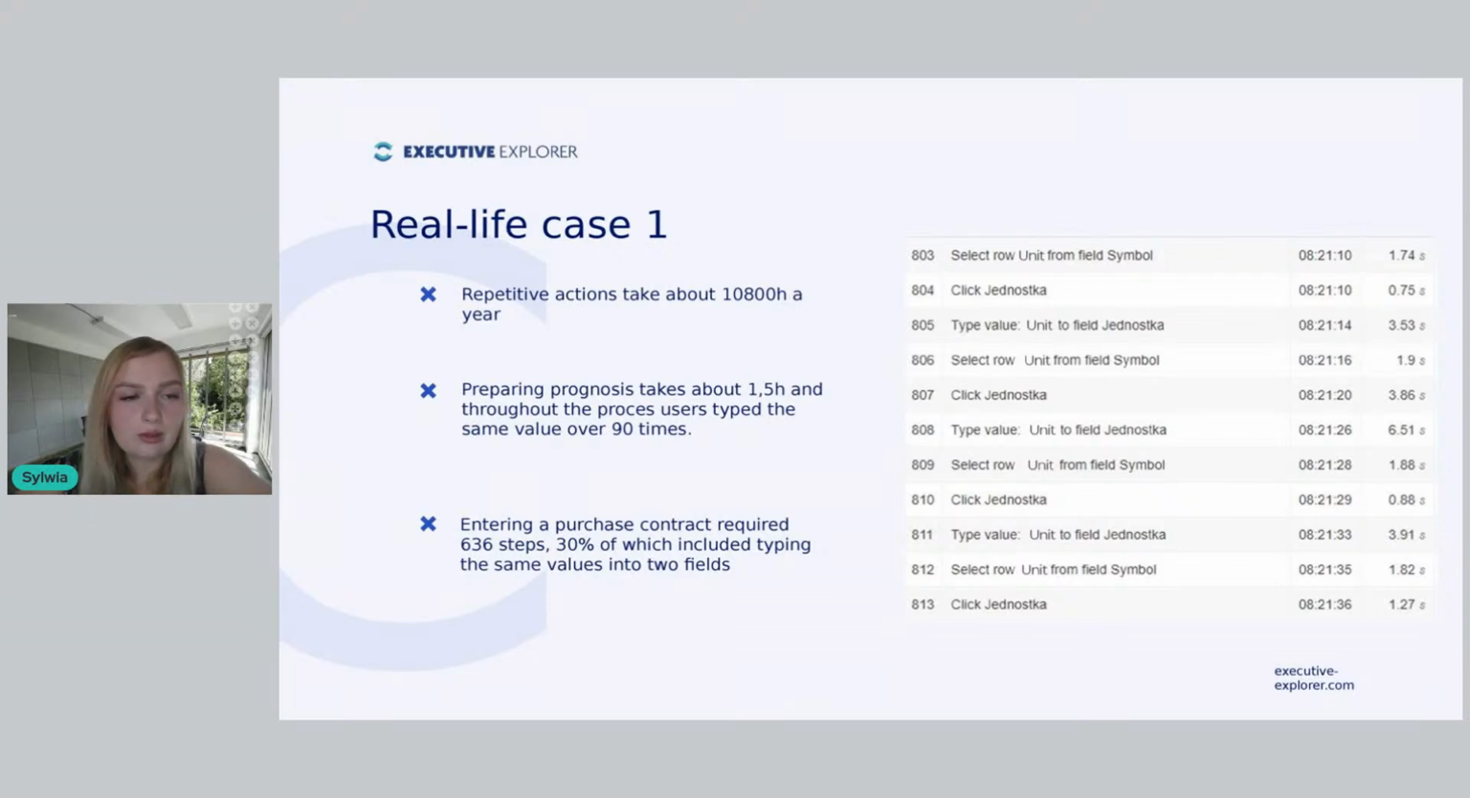And one of these cases was about repetitive actions. And actually, this problem was not connected only with one process, but with multiple processes. So when we've counted it or summed it up, it turned out that the repetitive actions took about 11 a year. And I think you should know what I mean by repetitive actions. I mean, typing the same value in the same fields over and over again. So here we have an example. One of the examples was preparing prognosis with this company, and one execution of this process of preparing prognosis took around an hour and a half.